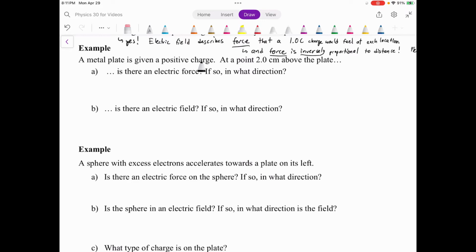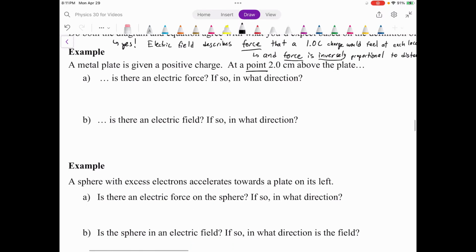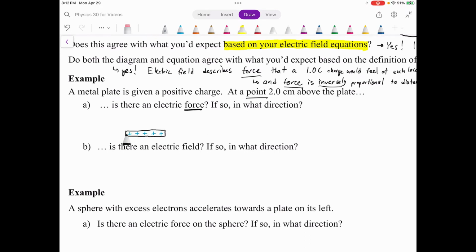okay? But it's given a positive charge at a point, and when they say point, they really do just mean a point, a place, a location, okay? So it's just a location, 2 centimeters above the plate. It asks us in A, is there an electric force? And if so, in what direction? So we've just got a positively charged plate, and we're interested in a point, right? Again, just a location.